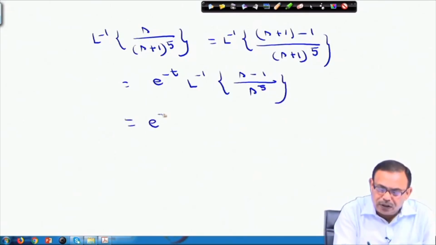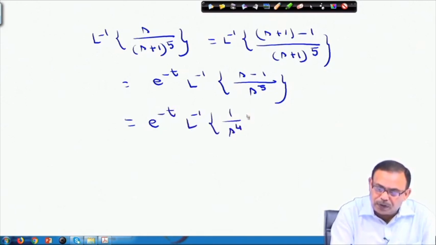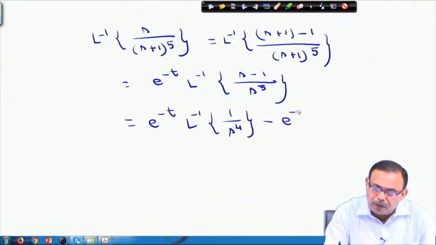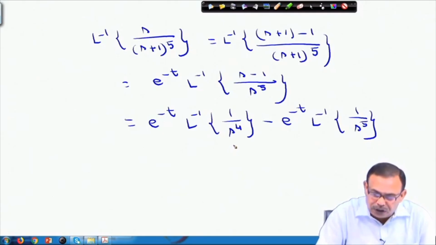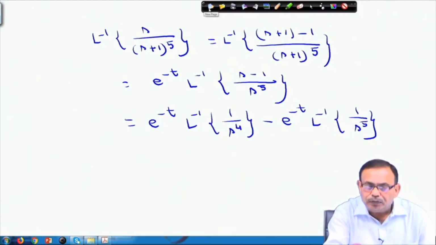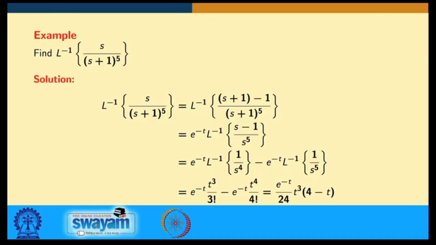The next line you can directly do it: Laplace inverse of 1 by s to the power 4 minus e power minus t Laplace inverse of 1 by s to the power 5. And I know the functions whose Laplace transform is either 1 by s to the power 4 or 1 by s to the power 5. That I will just show it here.